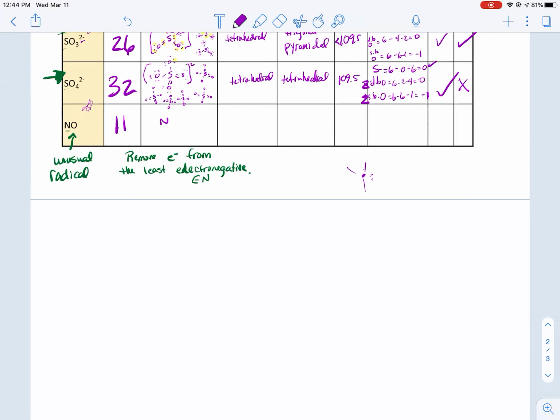We did NO in class, but I just wanted to point out this was one where everyone was wondering, how do you know how to draw this? Do you draw it like this? Or do you draw it like this? I got a few possibilities. Do you draw it like this?